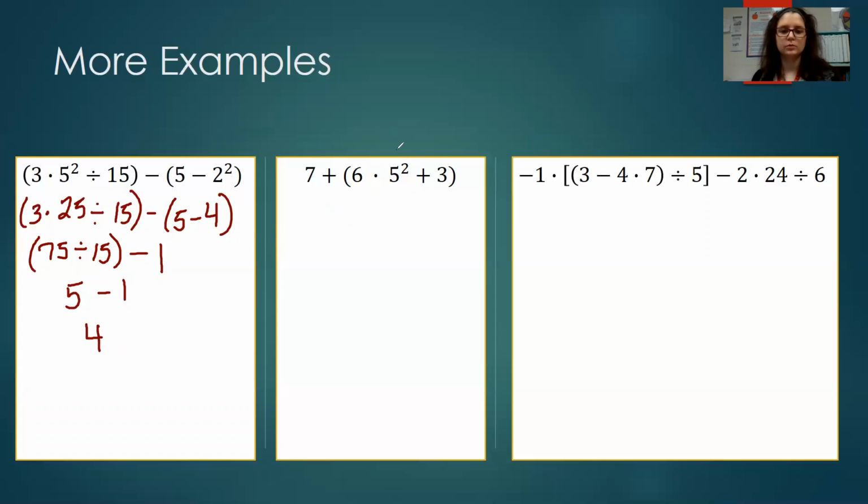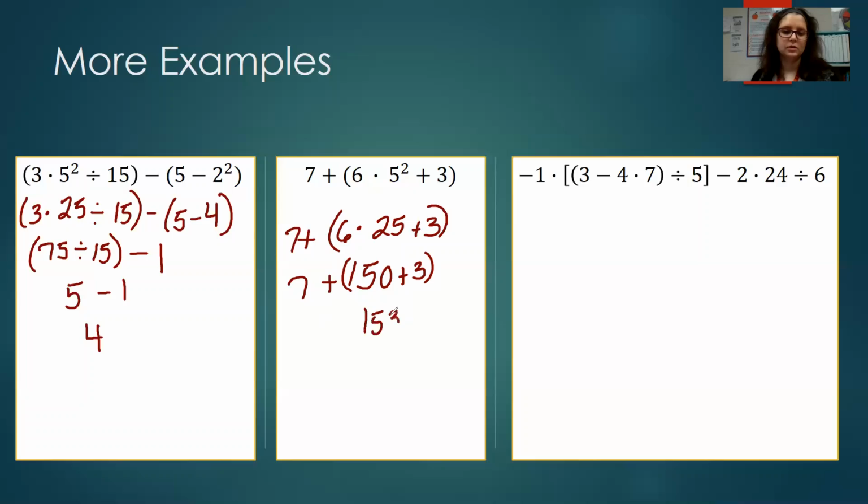Okay, next example, one set of parentheses. We'll start there. We have multiplication, exponents, and addition. Exponents come first, so 5 squared is 25 times 6 plus 3, plus 7. Okay, 6 times 25 is 150. I think we've already done this one. That's okay, we can do it again. 150 plus 3 is 153, plus 7 is 160.